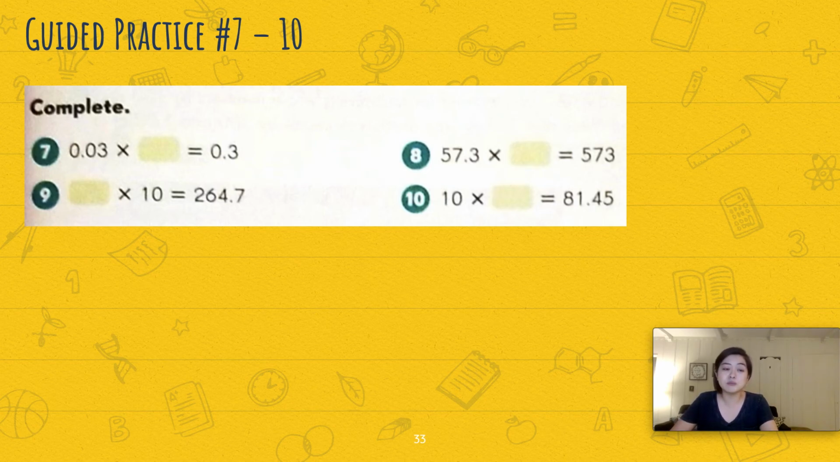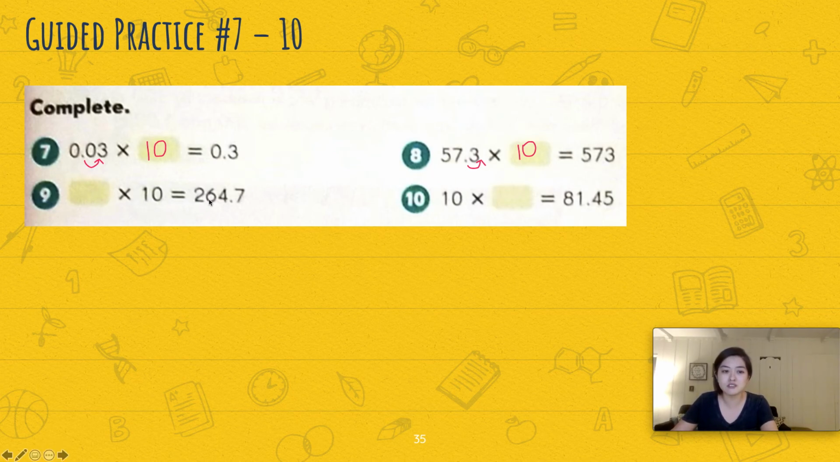So we have 0.03 times what gets you 0.3. Well, I know it's times 10 because if I multiply by 10 and move that decimal point over just once, it's 0.3, so it's 10. Let's look here at 8. 57.3 times what gives you 573. I see the same digits, okay? So if I move that decimal place over once, it gives me 573, so I just have to multiply it by 10.